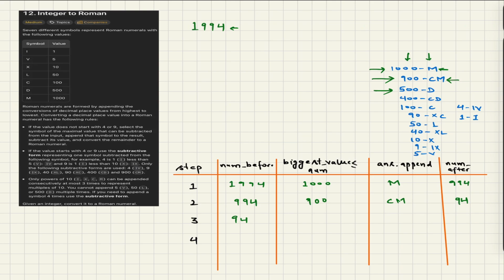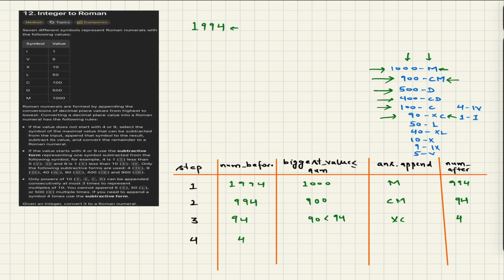Is 500 greater than this? No, it is not. Is 400 greater than this? No, it is not. Is 94 greater than this? No. Is 94 greater than 90? Yes, it is. So 94 is definitely greater than 90. So I'm going to append my answer with this value, which is nothing but XC. And now again 94 minus 90 would be nothing but 4.